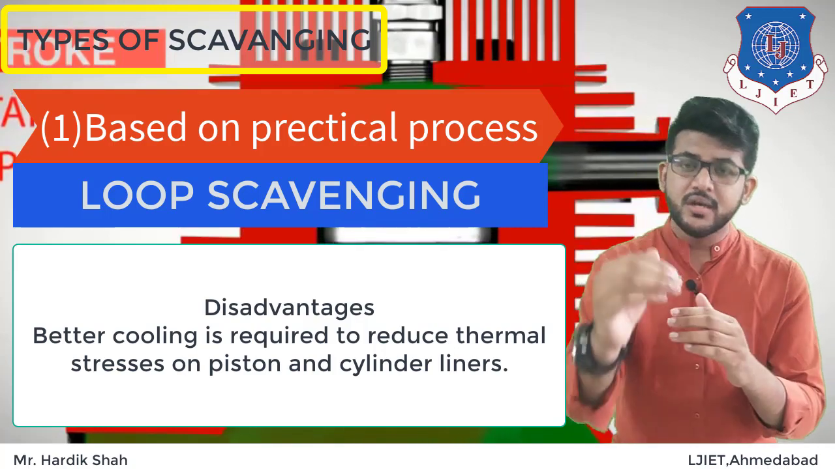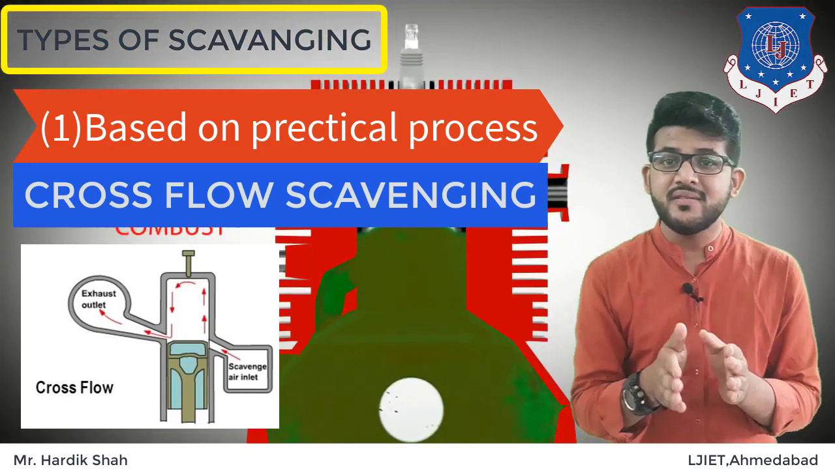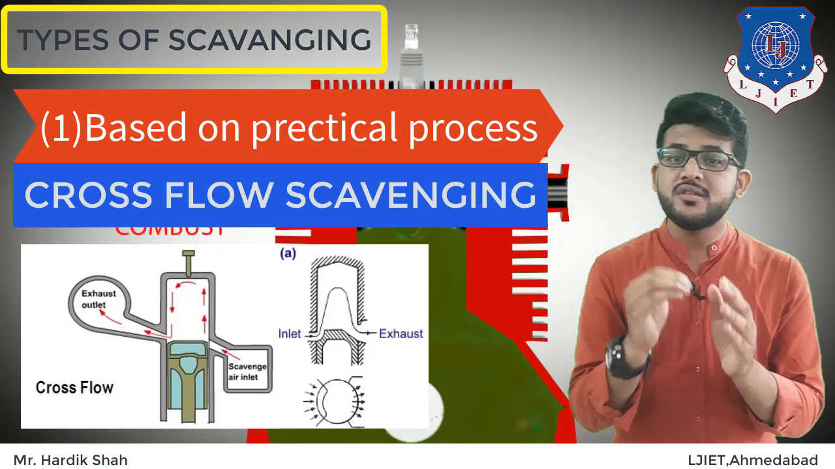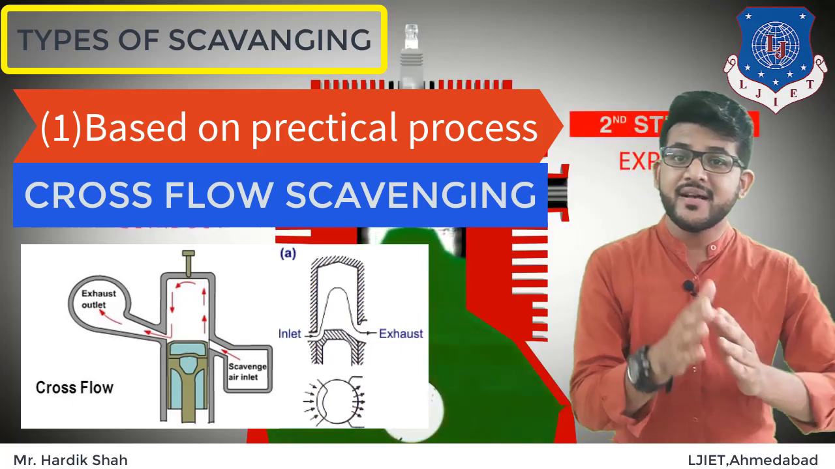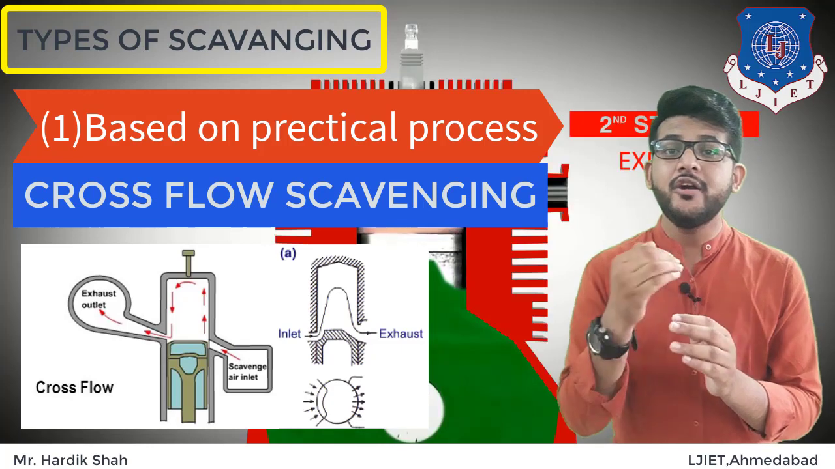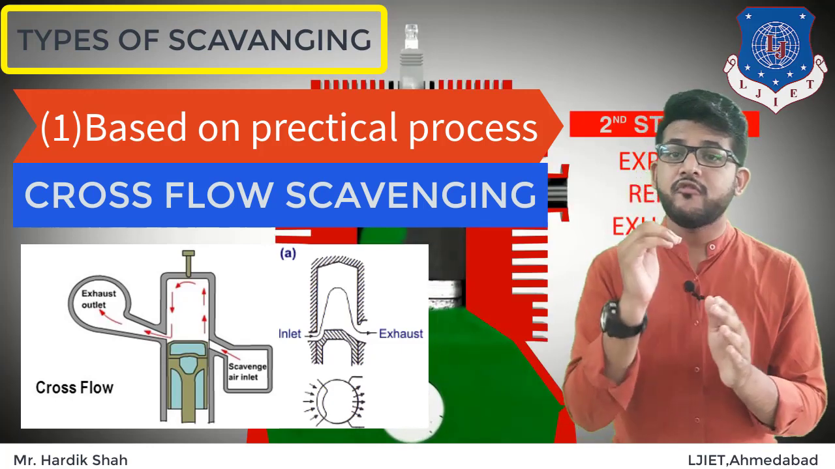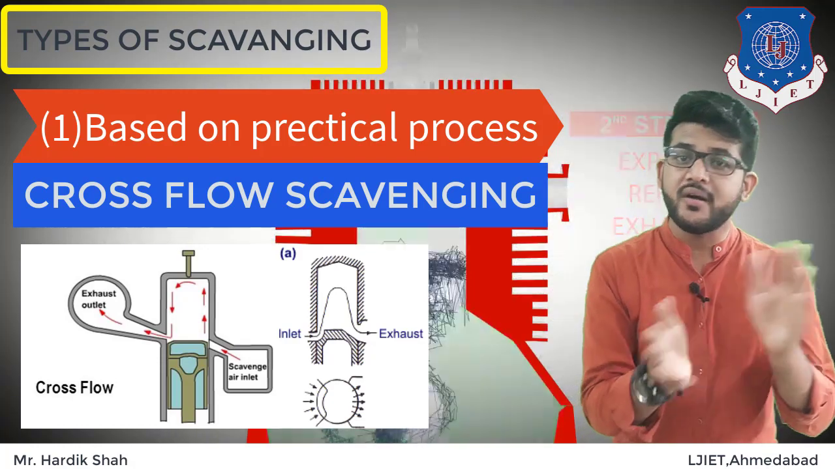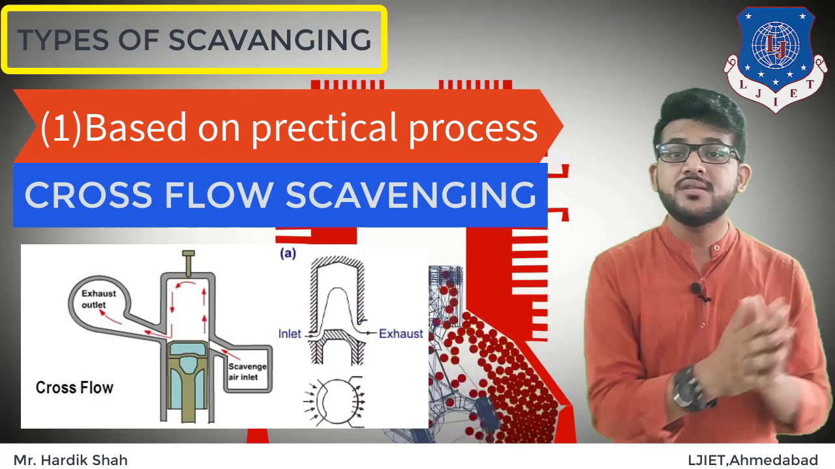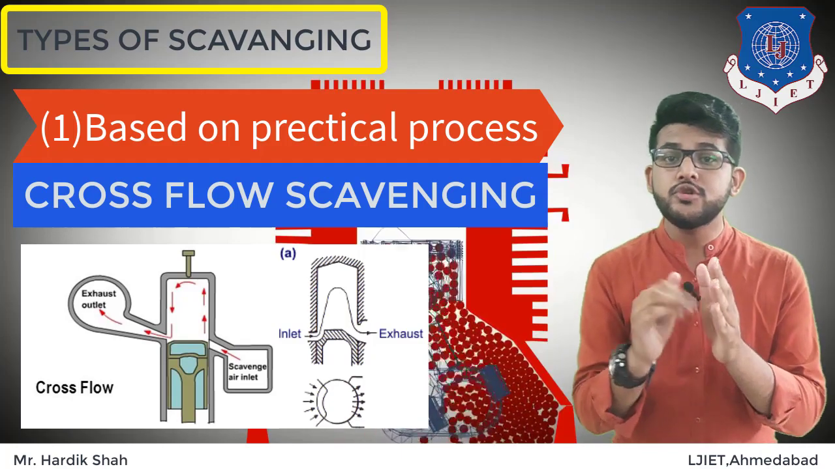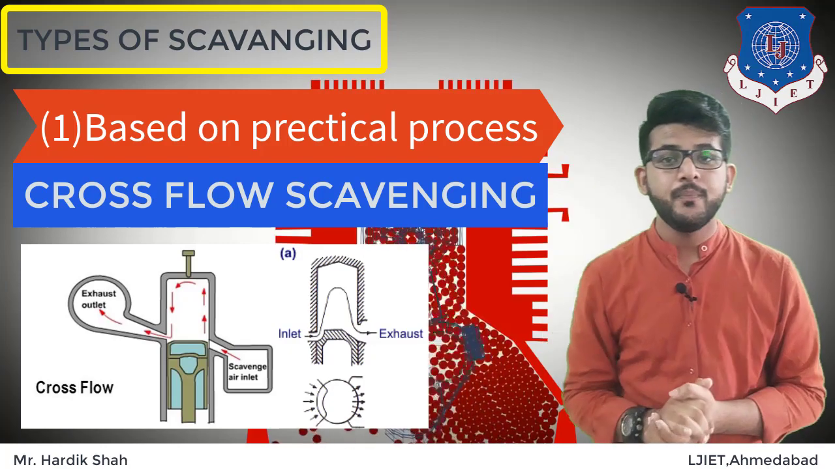Okay. Third one, that is cross flow, or you can say cross scavenging. So in this scavenging, what is happening? It is generally adopted in two-stroke engines. The transfer port and exhaust port are situated in front of each other at the lower part of the cylinder. The fresh charge enters the cylinder through the transfer port and is deflected upwards. Then it comes towards the exhaust port.